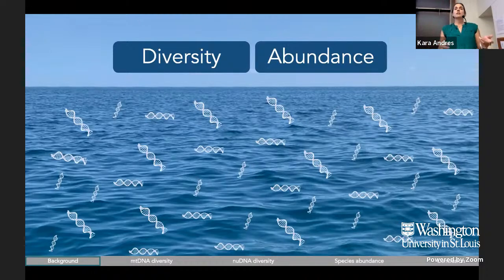It's now understood that as species are moving through their environment, they're constantly shedding genetic material into their surroundings. And we can actually take an environmental sample, collect that genetic material, and learn something about both the diversity and abundance of the species living in that ecosystem.